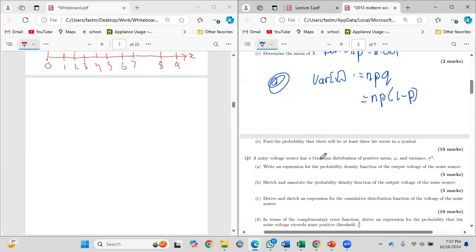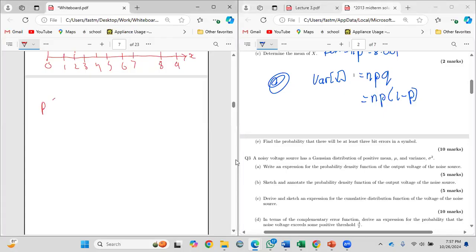Alright, and then the last one, they said find the probability that x will be at least 3 bits in error. So they never said less than, more than, or equal to, they just say it will be at least 3 bits in error. So more than or equal to 3. So it could be 3, 4, 5, 6. So at least.